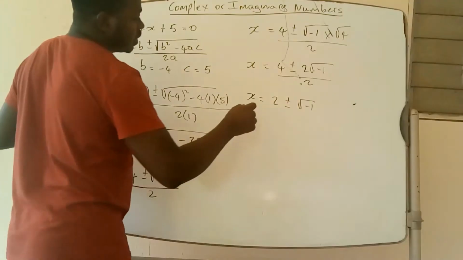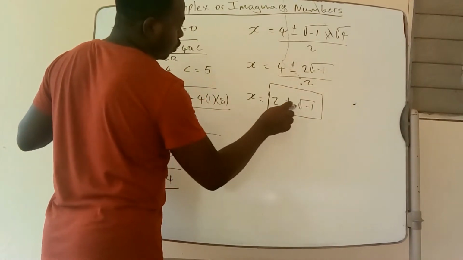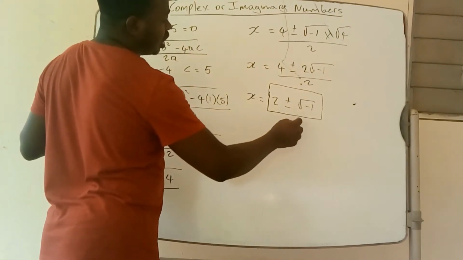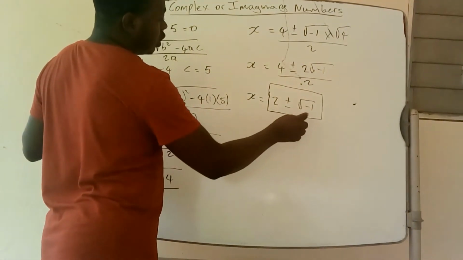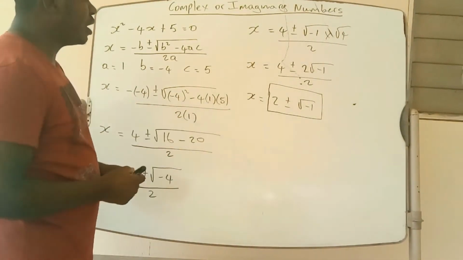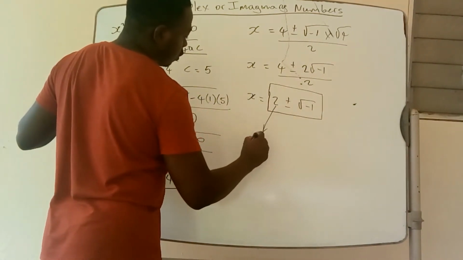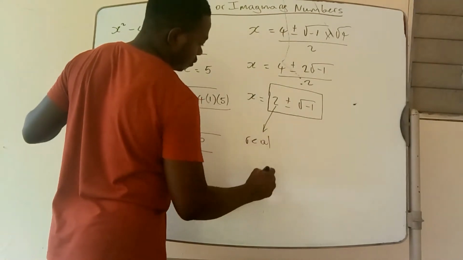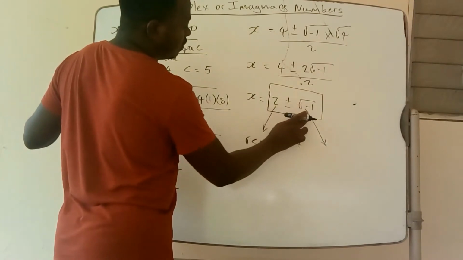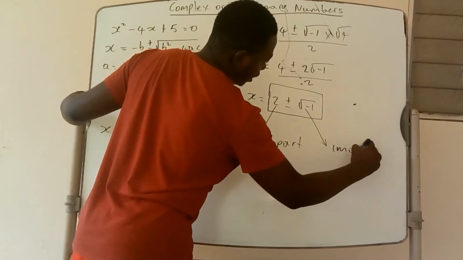Now this answer that we got, which is 2 plus or minus root of negative 1, is what we call an imaginary number, right? What we can note from this imaginary number is that it is made up of two parts. This part, 2, is what we call the real part. And this part, root of negative 1, is what we call the imaginary part.